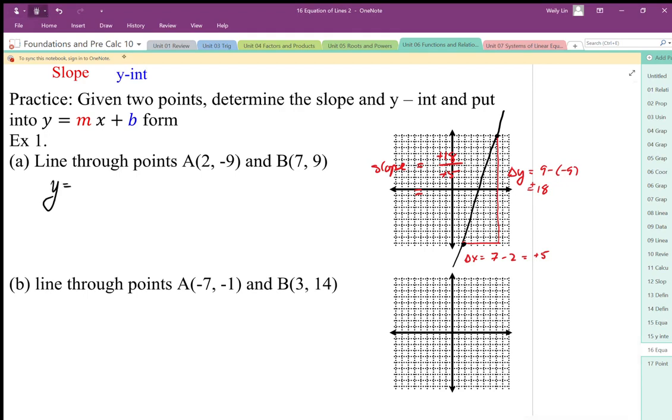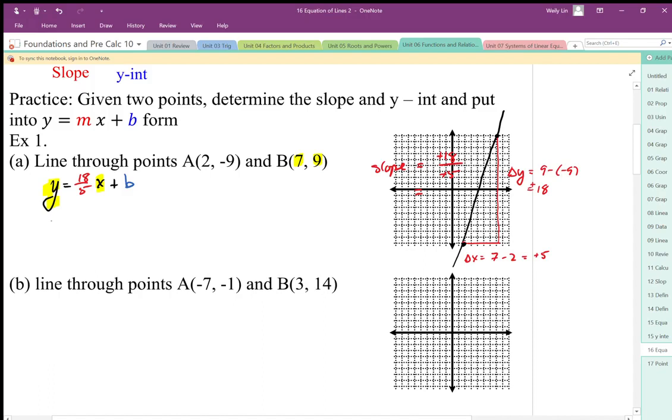Okay, so to write the equation of this line, I'm going to start with my slope. So my slope is going to be 18 over 5 times x plus b. And so I need to then solve for b, and I have my equation of the line. To solve for b, we plug in our x and y into our equation. Now, it doesn't matter which ones we plug in. I'm going to avoid the negative, so I'm just going to use the 7 and the 9. And I'm going to put that in for x and y in my equation.